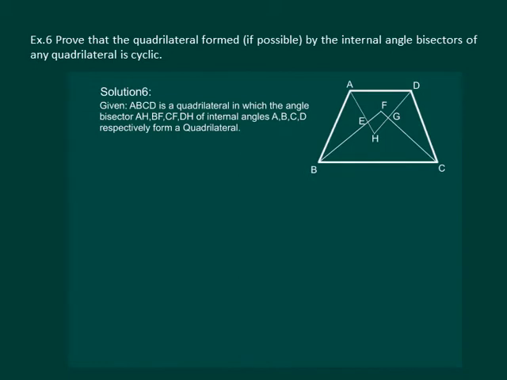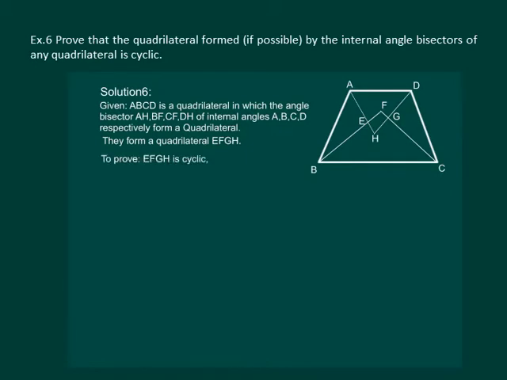We are given that ABCD is a quadrilateral in which the angle bisectors AH, BF, CF and DH are the bisectors of the internal angles A, B, C and D. They are forming a quadrilateral EFGH.